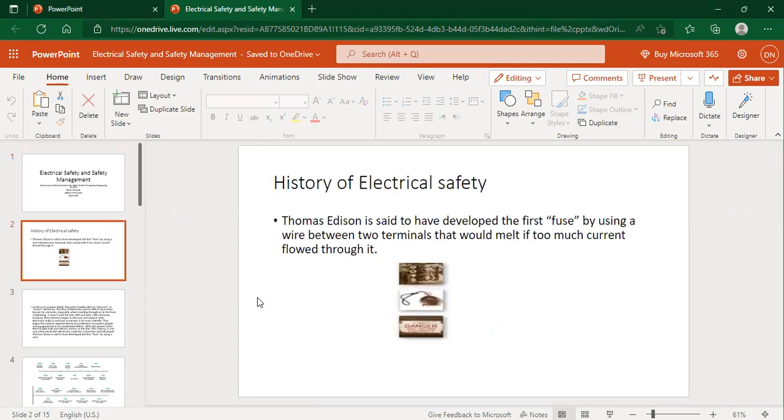Let us know the history of electrical safety. Thomas Edison is said to have developed the first fuse by using wire between two terminals that would melt if too much current flowed through it. The figure given below shows the first invention of the fuse.